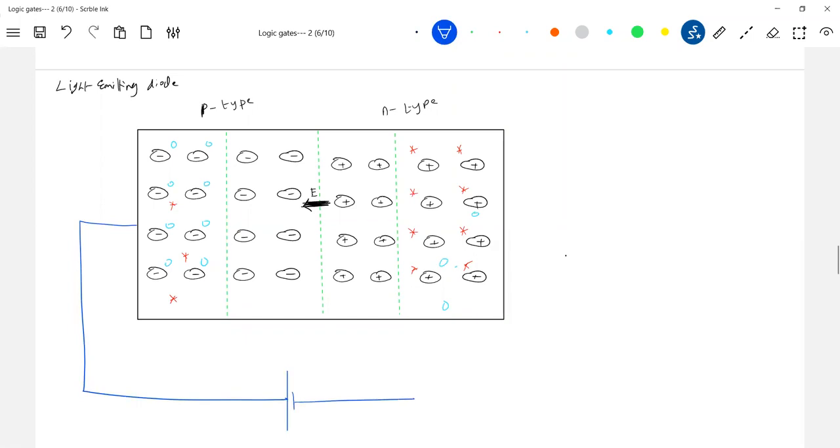P-type will be connected to the positive terminal of the cell and N-type will be connected to the negative terminal. I'll forward bias it. Okay, let's go back to the structure.